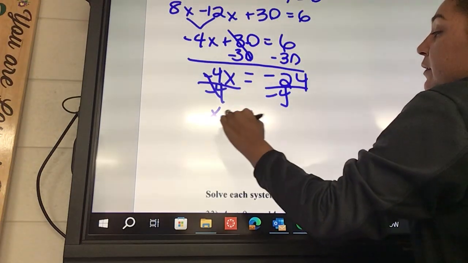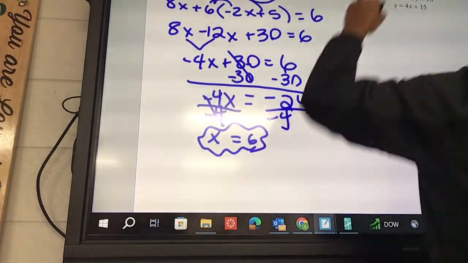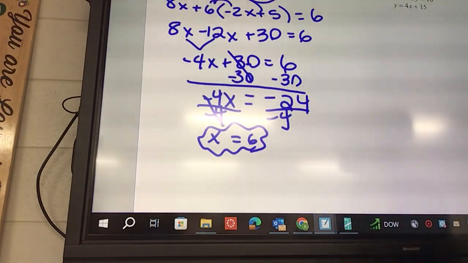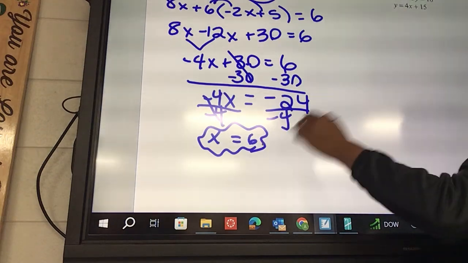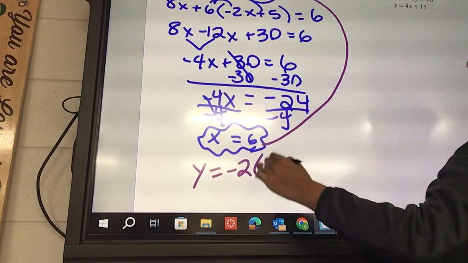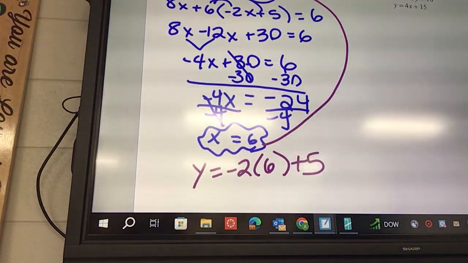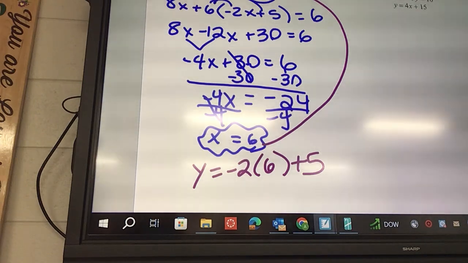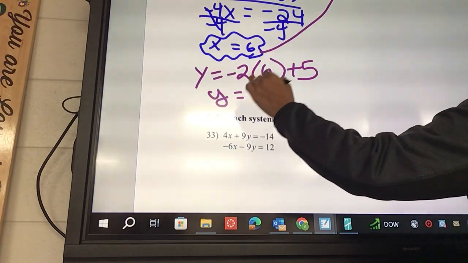Okay, what do we do with this? Plug it in where? Into the second equation. Try again. No, into the y. Into the first equation, the one that says y equals. So it's going to get plugged in right up here. It's going to look like y equals negative 2, and instead of x, I'm putting a 6, plus 5. We can just type that on our calculator and it'll do everything for us. And that would be negative 7. Negative 7, so we agree?